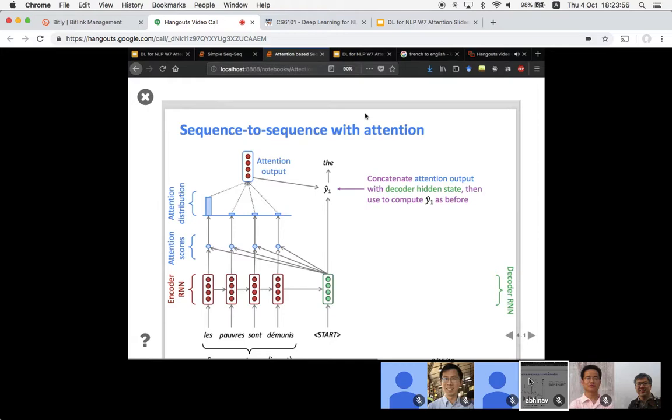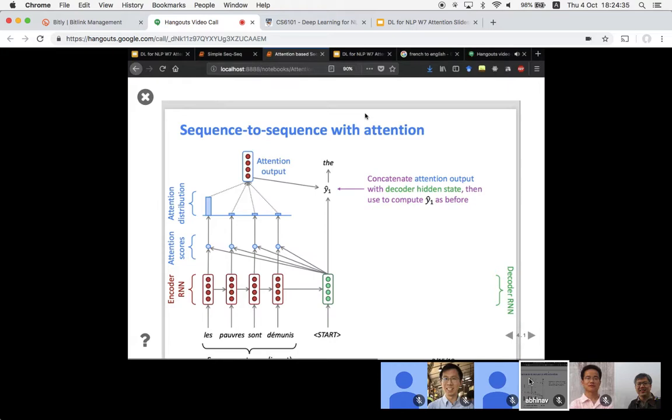So you have the encoder hidden states, and this is the decoder hidden state. What they do is take the dot product with all the hidden states of the encoder and then pass it to a softmax to get the attention distribution. The attention distribution is a vector which sums up to one. So these are kind of the weights. These weights will be linearly combined with the hidden states of the encoder, and then you get the attention output. You combine the attention output with the decoder hidden state. So that's what they say: concatenate the attention output with the decoder hidden state, then use that to make the prediction.